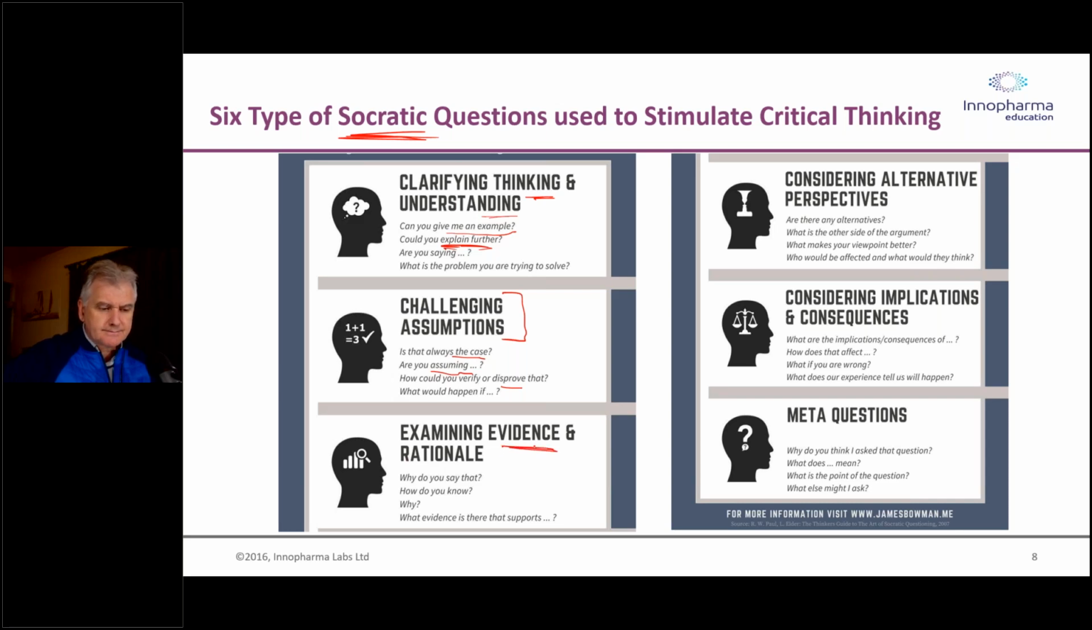For example, looking for evidence. Why do you say that? How do you know that? For example, what evidence is out there? Somebody could look at alternatives. Are there alternative ways of looking at something? You could look at the implications, for example. So what would be the impact of doing something? What would be the impact of not doing something?